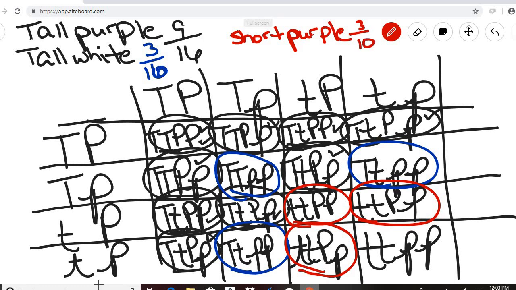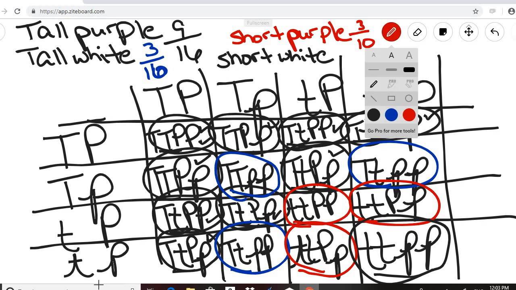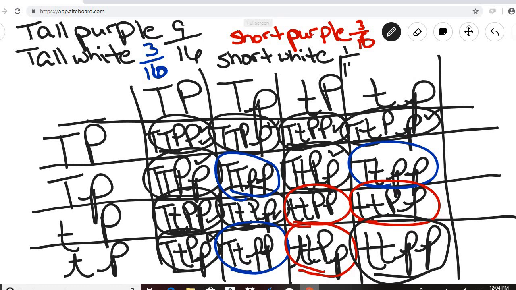And then lastly, we'll go back to black. The last one is that they could be short and white. And that means all the letters are lowercase and we have only one of those. So 1 out of 16 will be short and white. So that should add up to 9, 10, 11, 12, 13, 14, 15, 16.